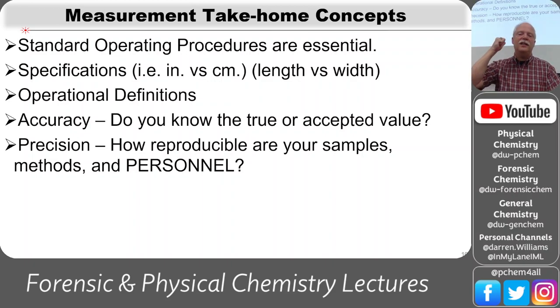Do we know a true or accepted value? Do we have a standard reference material so that we could calculate accuracy? Without that, we cannot calculate accuracy. And then how reproducible are your samples or your methods or your personnel or your groups from one to another? That all falls into precision.